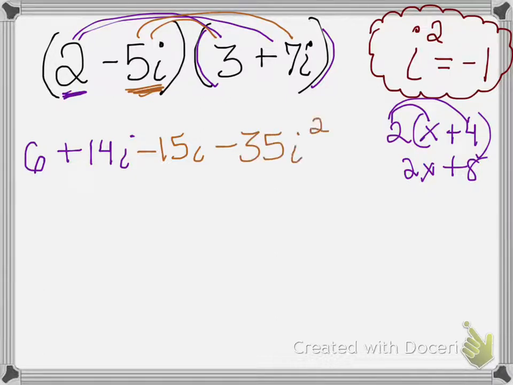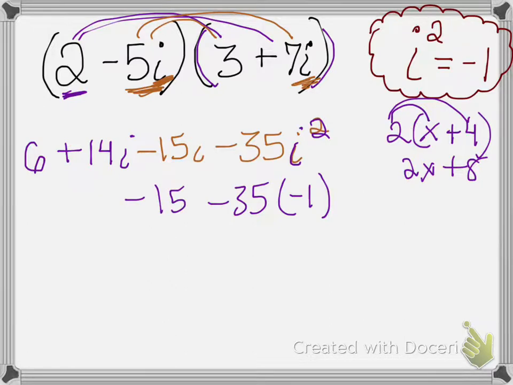-35i squared. Now, if you're asking yourself, where did i squared come from? Because I multiplied this i times that i, and it gave me i squared. Like I said before, anywhere you see i squared, you're going to replace it with a -1. So we see an i squared right here, right? So we're going to replace that with -1 and bring everything else straight down.